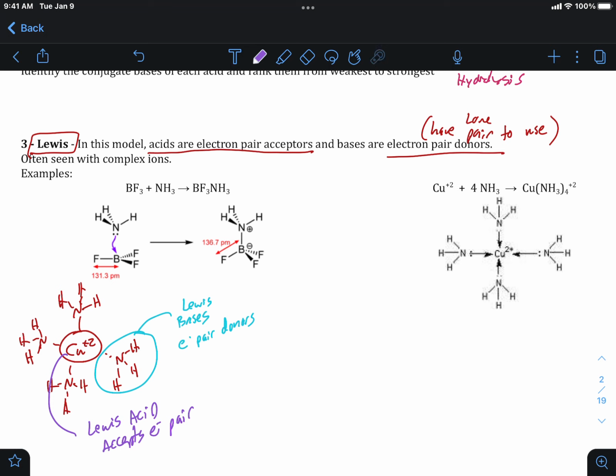So in this case right here, if we look at this, BF3 and NH3 to form BF3NH3, these are all occurring in the gas phase. If this is in the gas phase, what definition does not apply? Yeah, this cannot be an Arrhenius acid. This cannot be an Arrhenius base because it's not in solution. Does that make sense? Is there a proton being donated anywhere? No. So it's also not a Bronsted acid or base, but it is a Lewis acid or base.